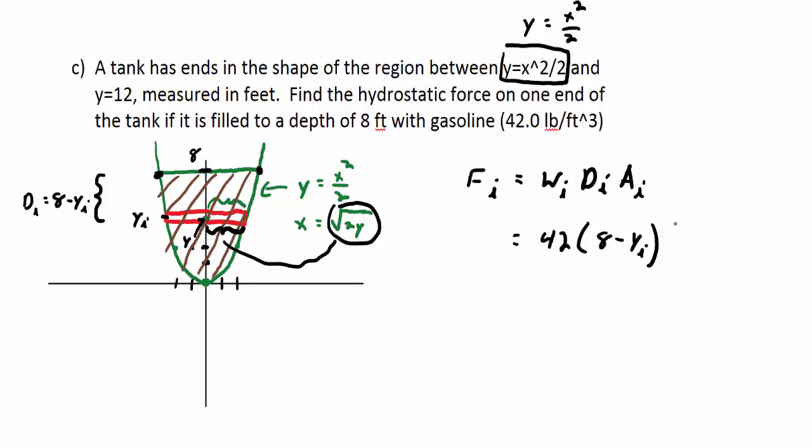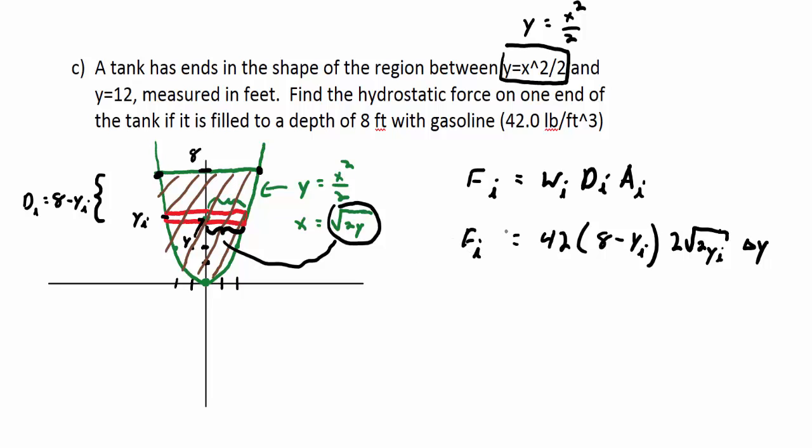So it's going to involve the square root of 2 y sub i, but what do you have to do to it? Multiply by 2, double it. And then that's the horizontal length of the rectangle in red. So how do you get the height? That little height is what? Delta y. Okay, so that's F sub i.